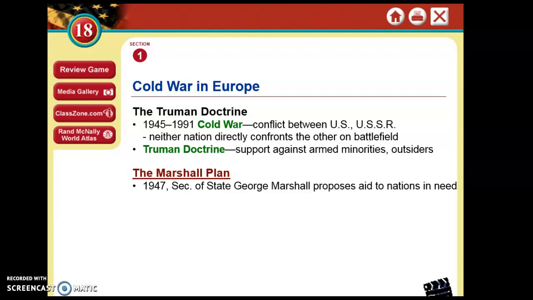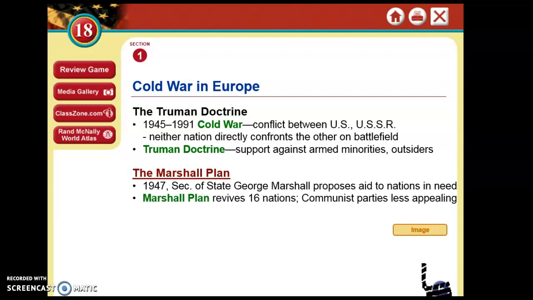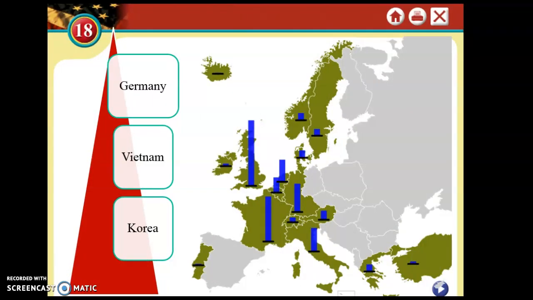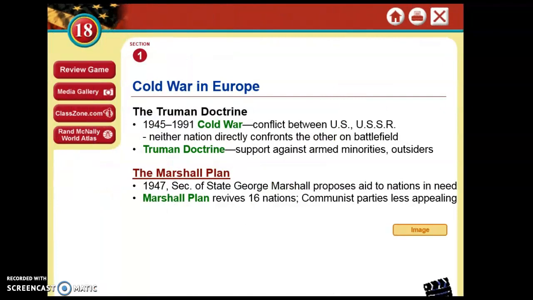So in June of 47, Secretary of State George Marshall proposed that the United States provide aid to all European nations that needed it, saying that this move was directed not against any country or doctrine, but against hunger and poverty and desperation and chaos. The Marshall Plan revived European hopes. Over the next 4 years, 16 countries received more than $13 billion in aid. By 1952, Western Europe was flourishing, and the Communist Party had lost much of its appeal to voters.